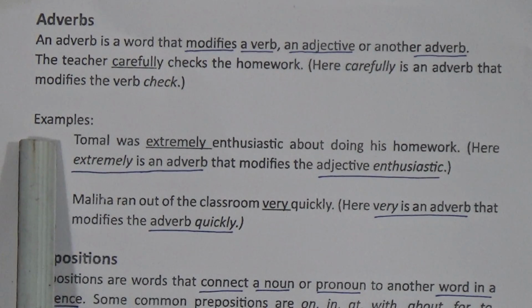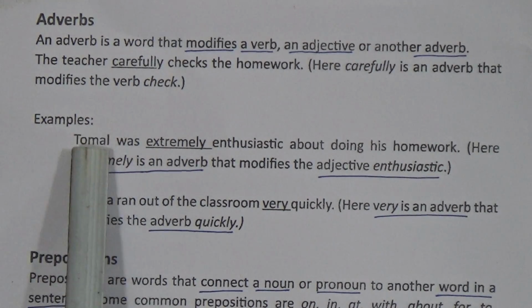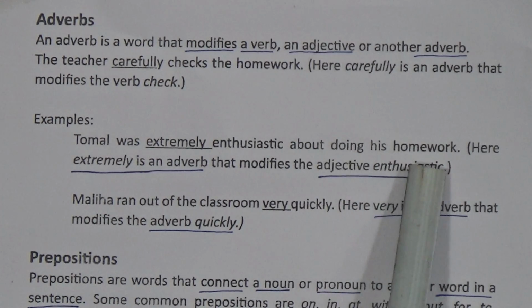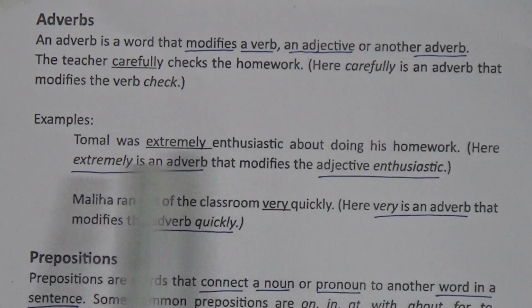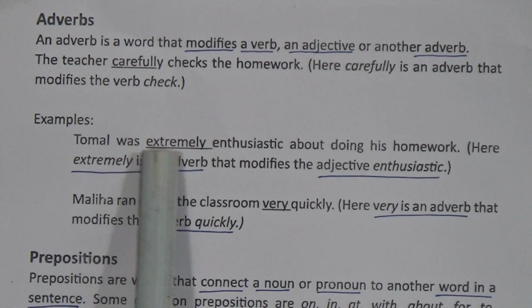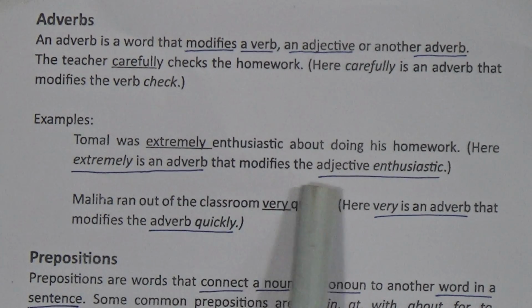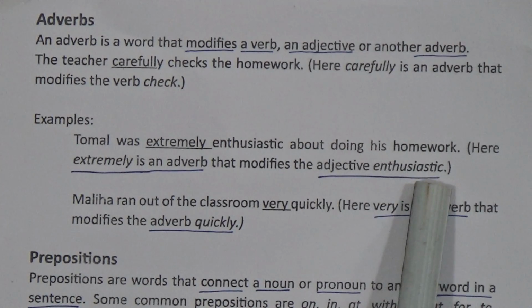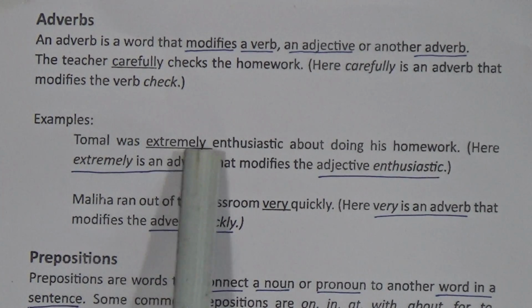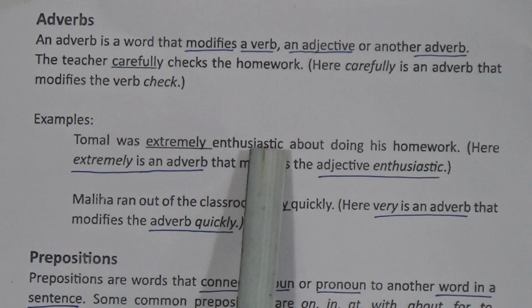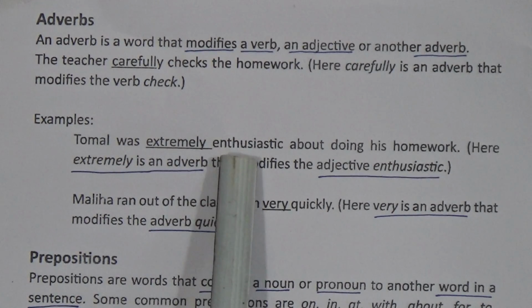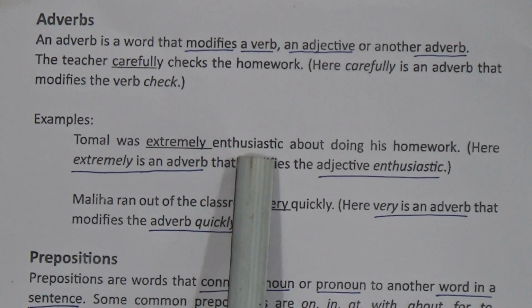Let's look at more examples. Tamal was extremely enthusiastic about doing his homework. Here extremely is an adverb. Okay, this is our adverb here, and it modifies the adjective enthusiastic. So here after the adverb there is an adjective. In this sentence the adverb is modifying an adjective.